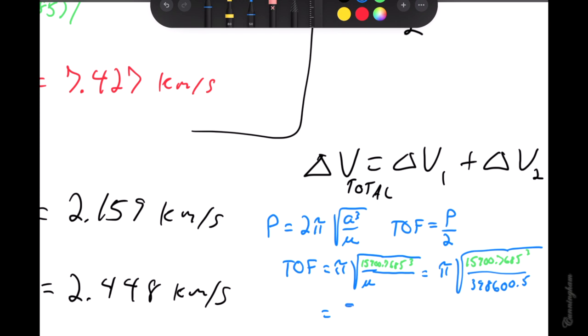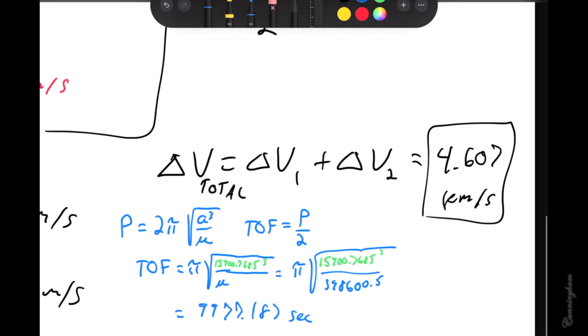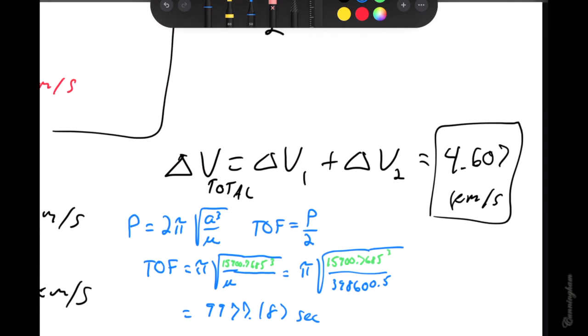Okay, so I get that it comes out to 9977.187 seconds. And I, off the top of my head, don't know really how much that is because it's a large number of seconds. So I'm going to divide by 3600 to tell me how many hours that is. Maybe that'll give me a better intuitive sense. And I get that's about 2.77 hours. So we're going to spend almost 3 hours in the transfer orbit.